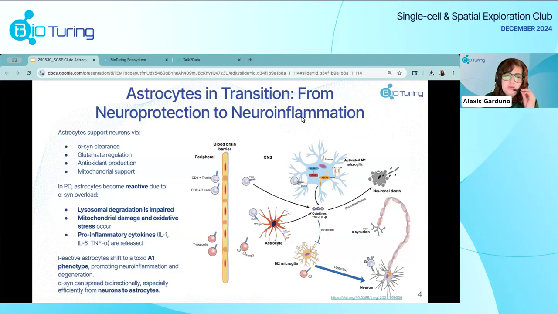So this is what we'll try to really look at, but not only in a single study. We want to understand if we're able to get more answers from the Talk2Data system, and more so across multiple datasets that we can isolate these astrocytes from.